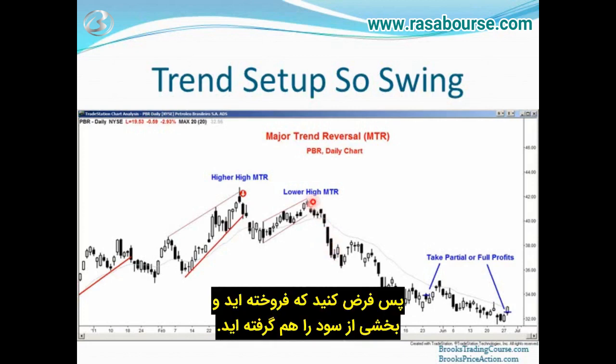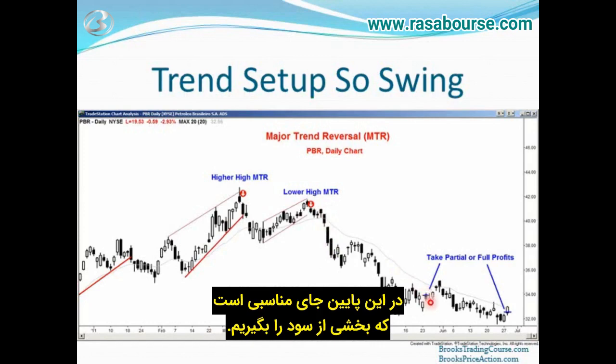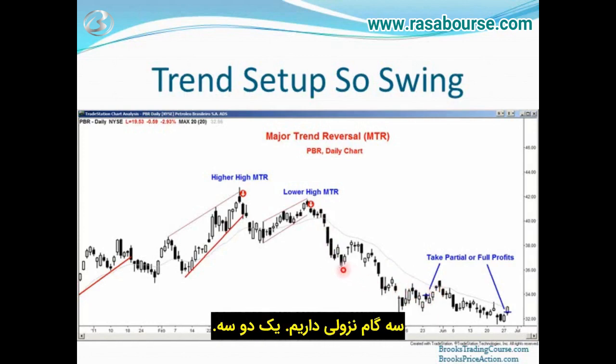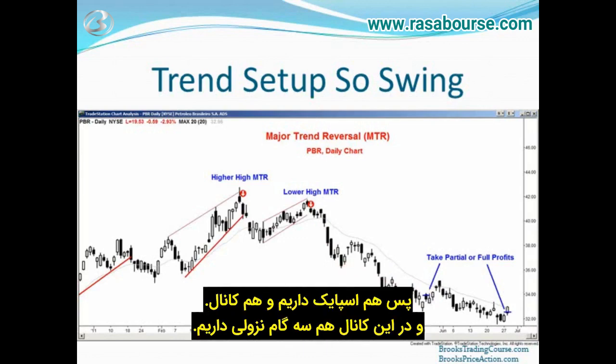So let's say you took the short, whether or not you took partial profits along the way, this would be a good location to take partial profits down here. We have a parabolic wedge, 3 pushes down, 1, 2, 3. So we have a spike and a channel, and the channel has 3 pushes.